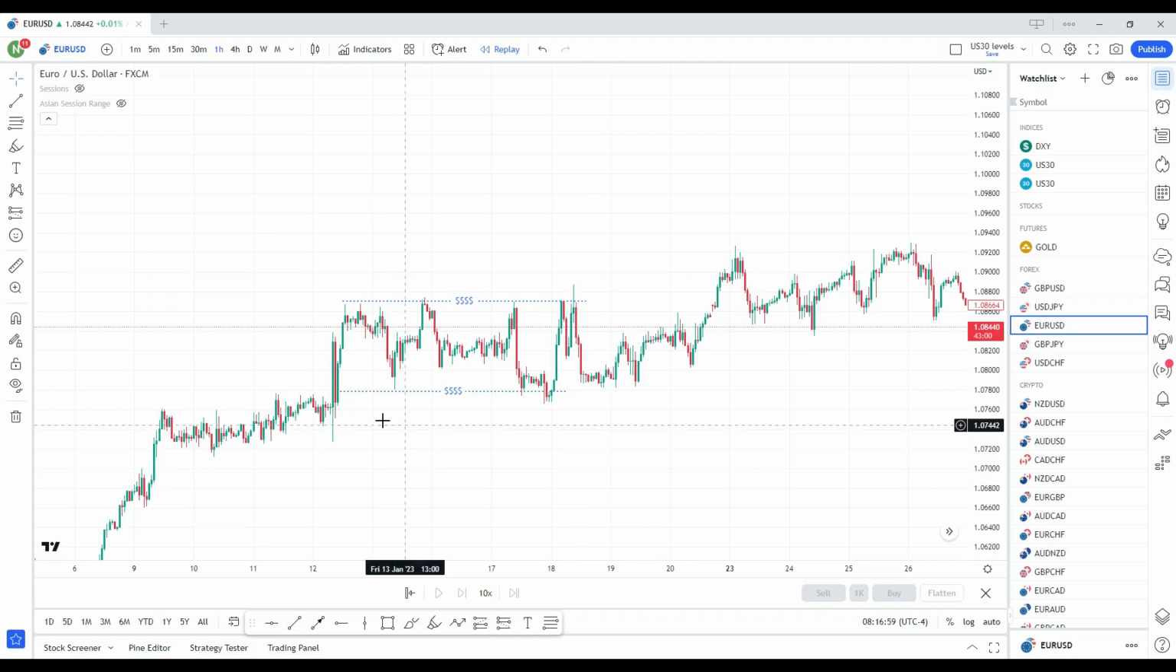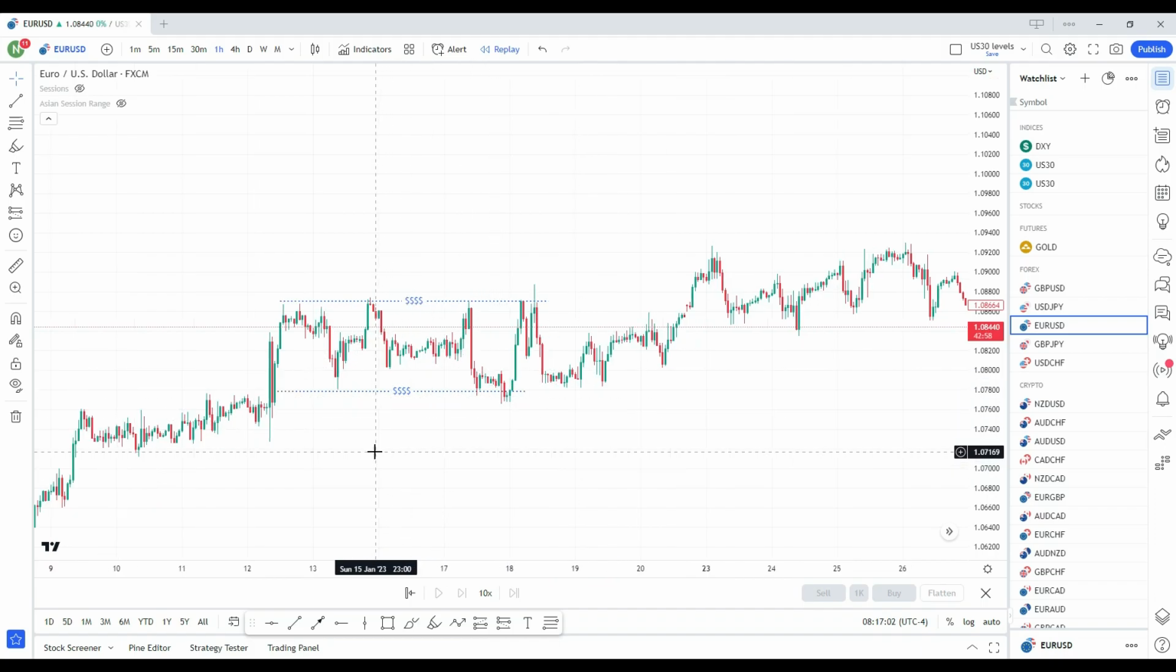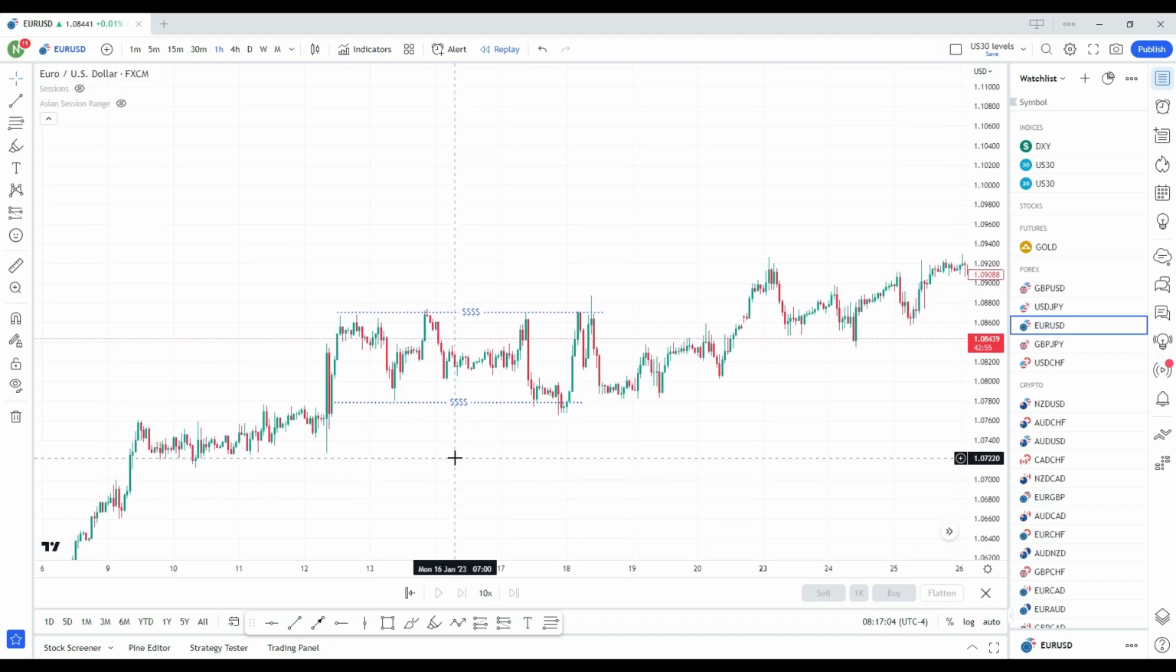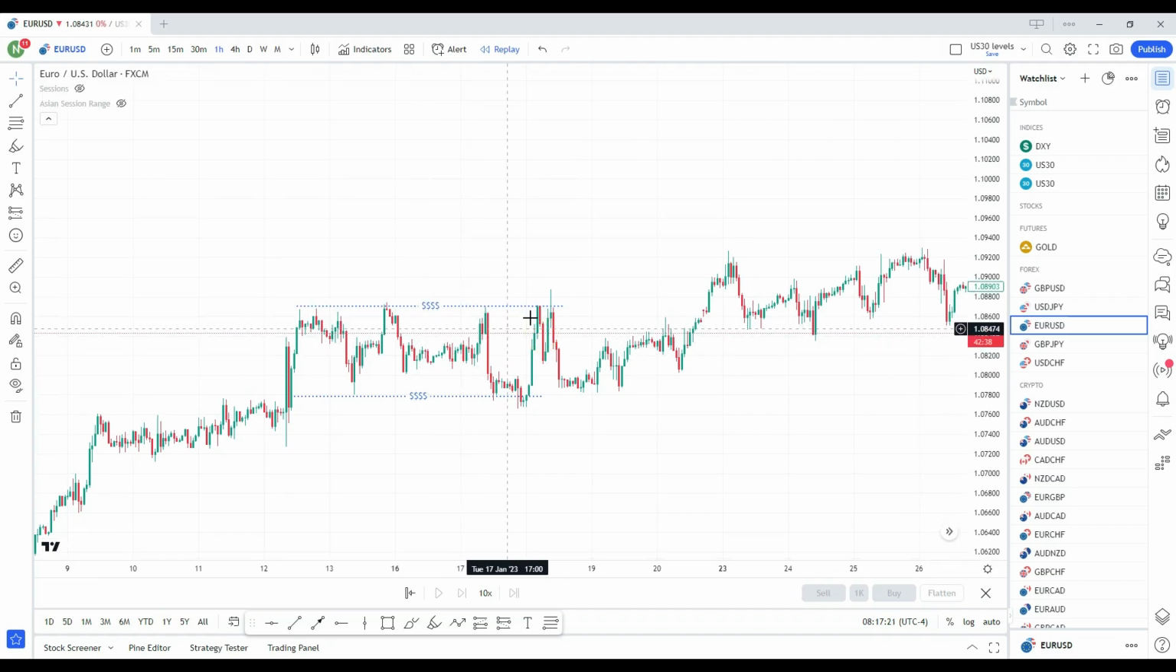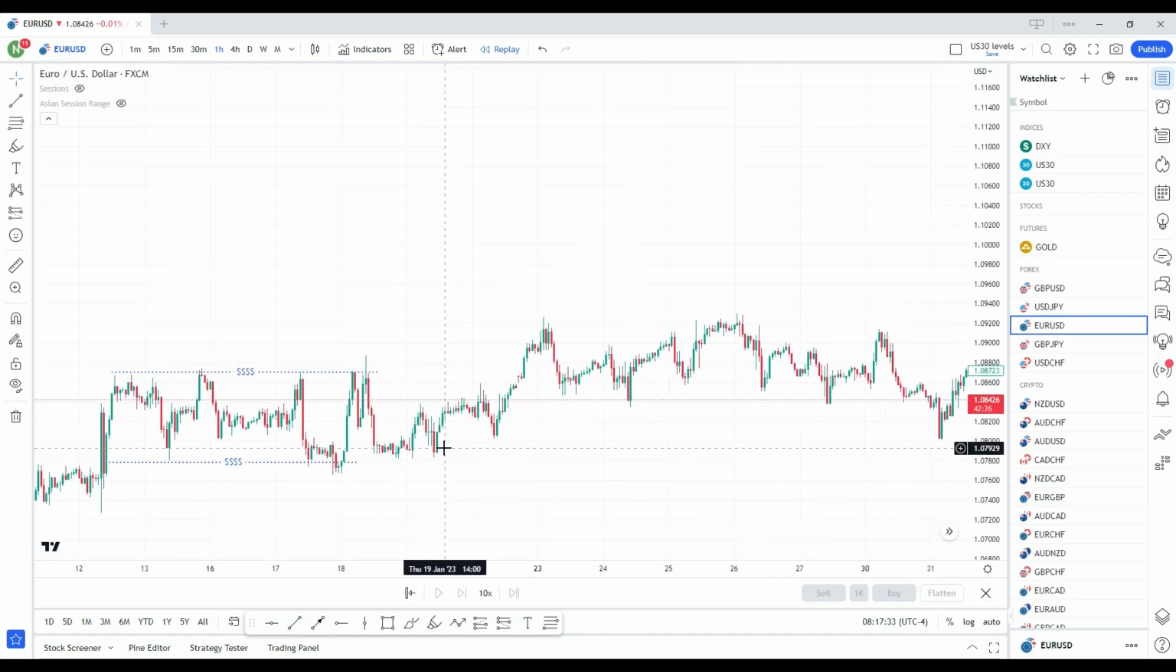So here is another example of Euro USD. Whenever you come across any ranging market, you do not jump in, you wait for a liquidity grab. For example, in this case, there was a liquidity grab here before it moved to the upside. Also, there was a liquidity grab here by this candlestick, the long wick. This was meant to manipulate and remove all stop losses here before moving downwards.